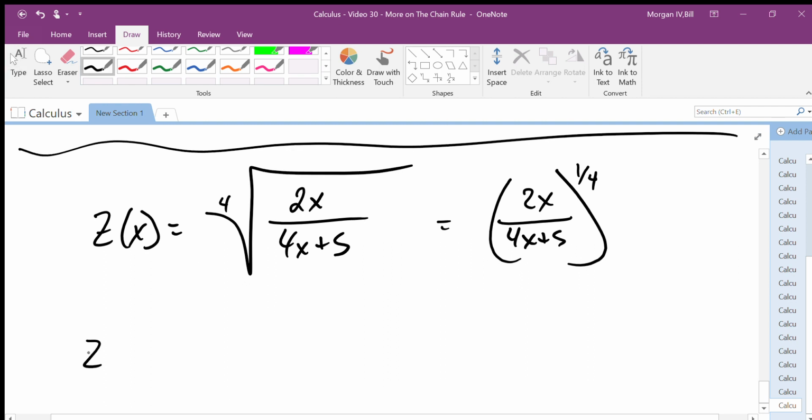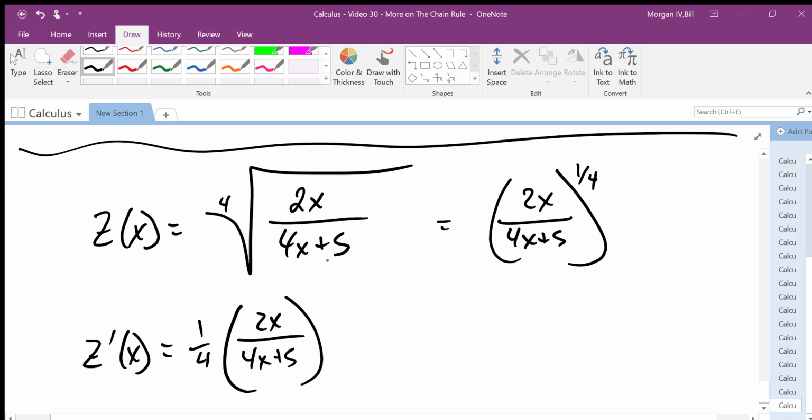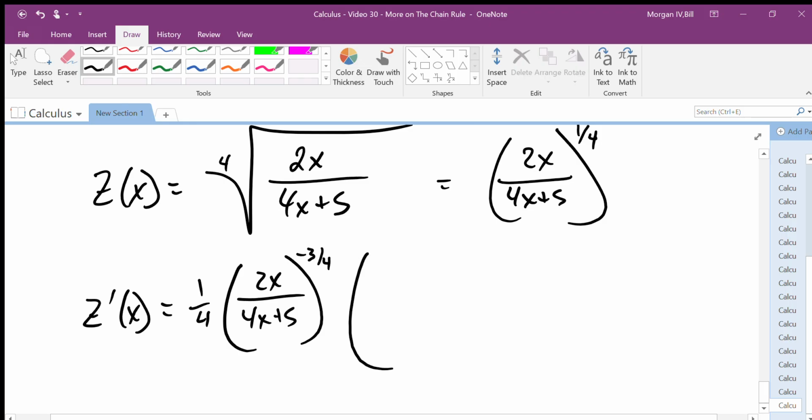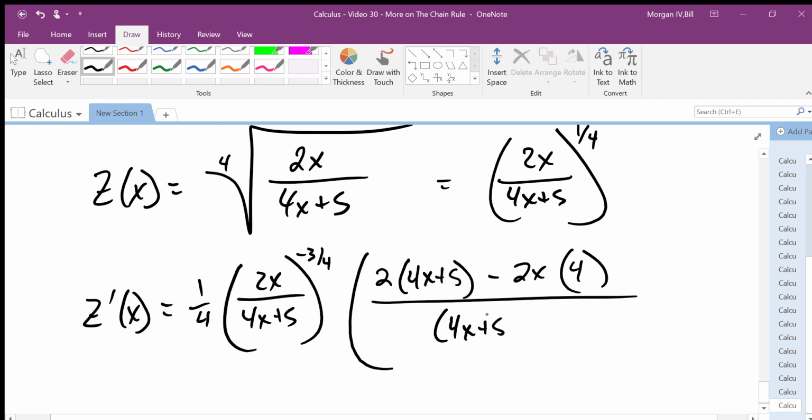So maybe z prime of x, bring the 1/4 down of the thing in the middle, of the inside function, to the power of, subtract 1 from 1/4, you get negative 3/4. So that is f prime of g. But now I need to multiply it by the derivative of the inside function, which happens to be a quotient. So we have the derivative of the top, 2, times the bottom, minus the top, 2x, times the derivative of the bottom, 4, divided by the denominator, (4x plus 5) squared.